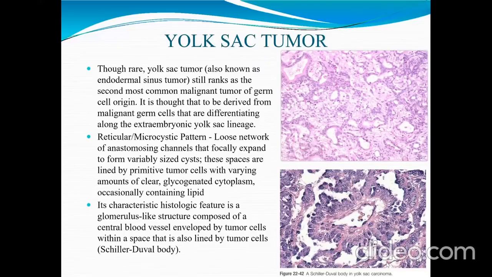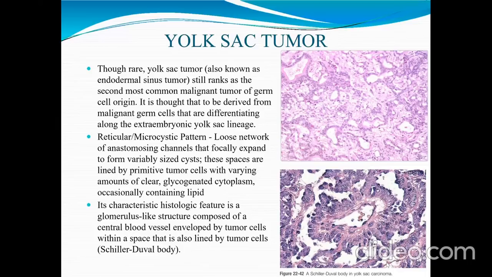Now that we have discussed teratoma, we'll look at the germ cell tumors arising from extraembryonic features. The first one is yolk sac tumor. Though rare, yolk sac tumor, also known as endodermal sinus tumor, still ranks as the second most common malignant tumor of germ cell origin. It is thought to be derived from malignant germ cells that are differentiating along the extraembryonic yolk sac lineage.